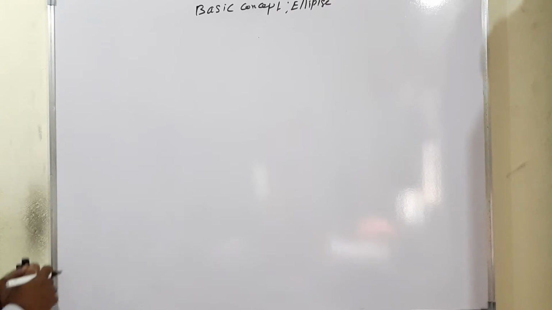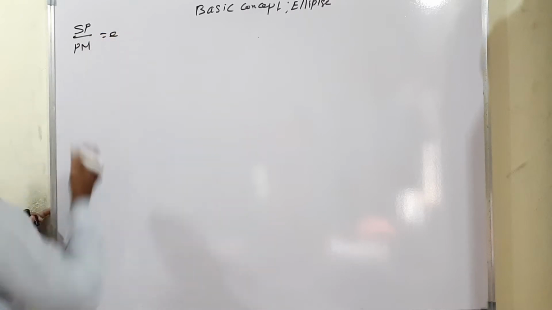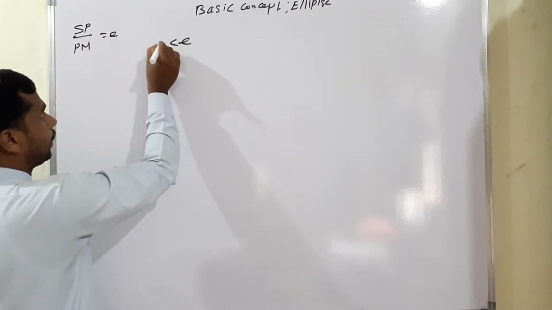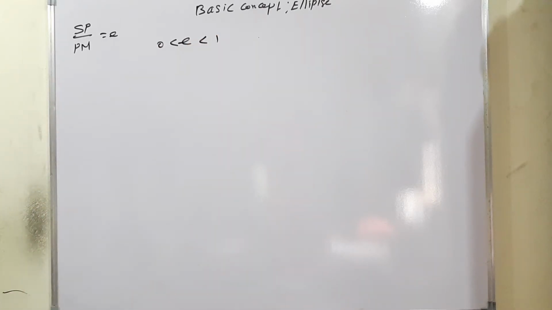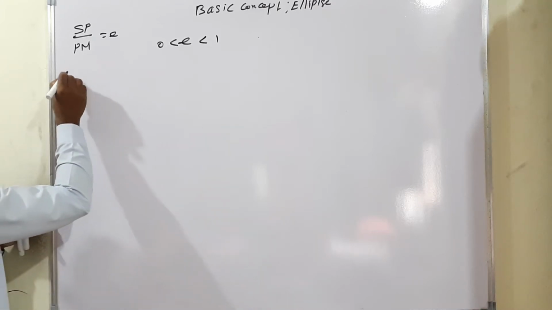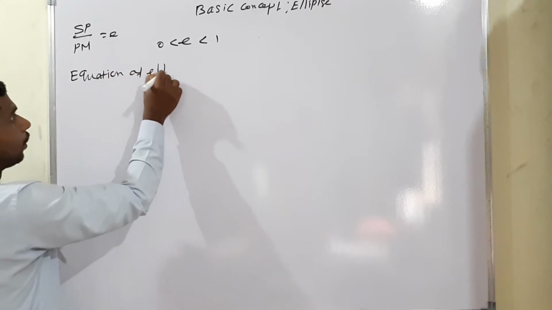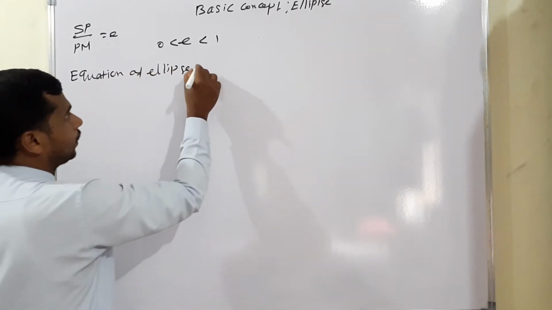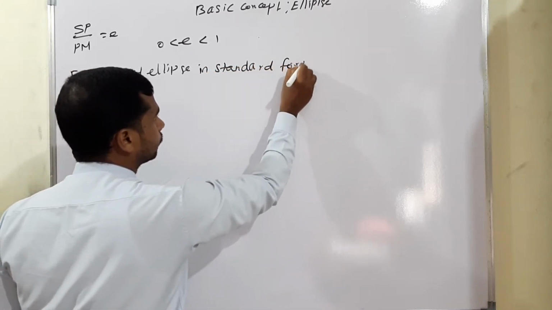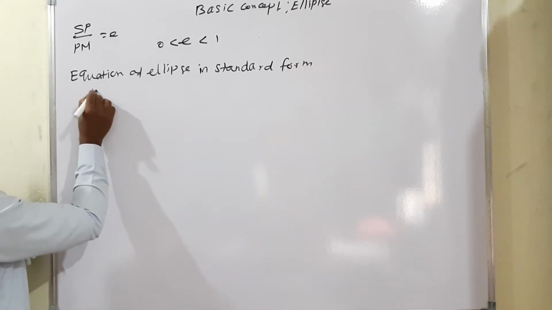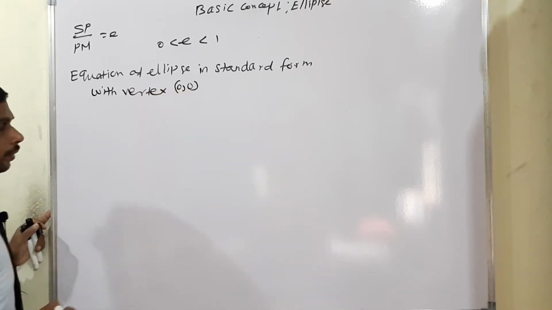So what is the basic term of an ellipse? SP divided by PM is equal to e. The condition e always greater than 0 and less than 1, that is called an ellipse. If you take an example, the equation of the ellipse in standard form with vertex 0 comma 0.